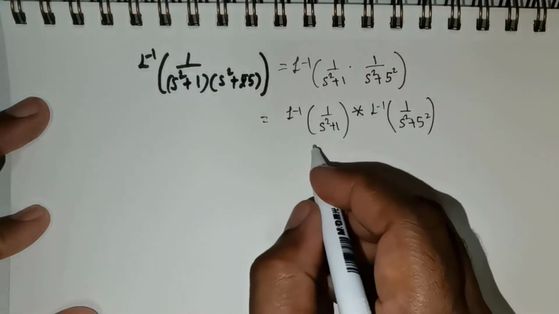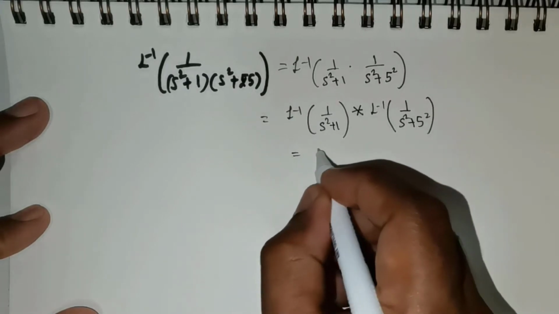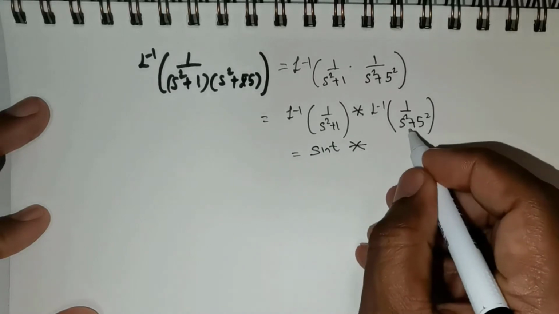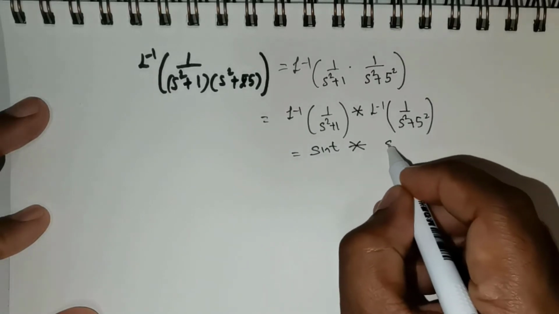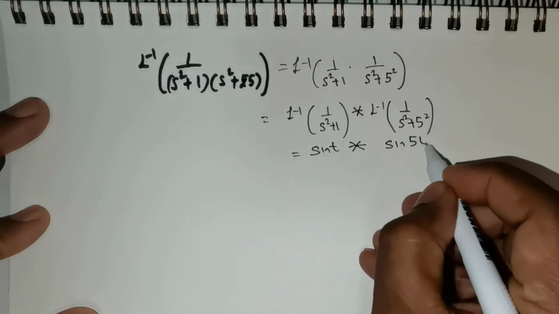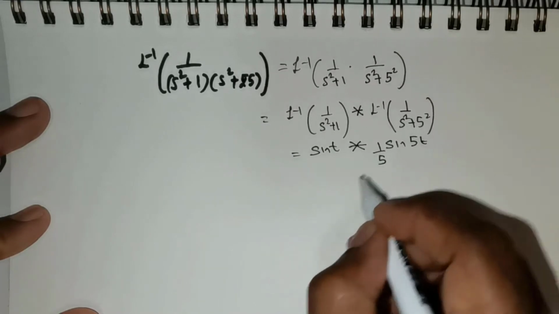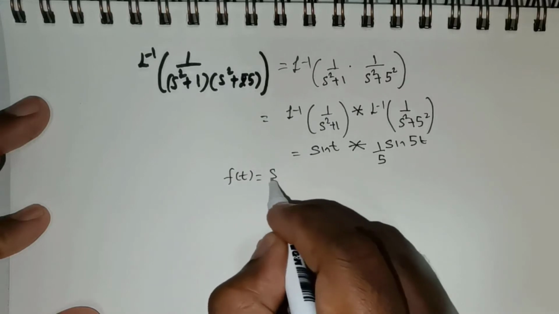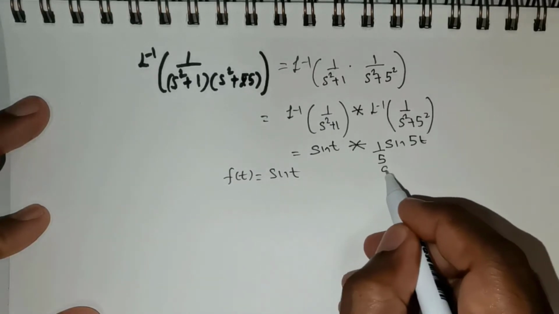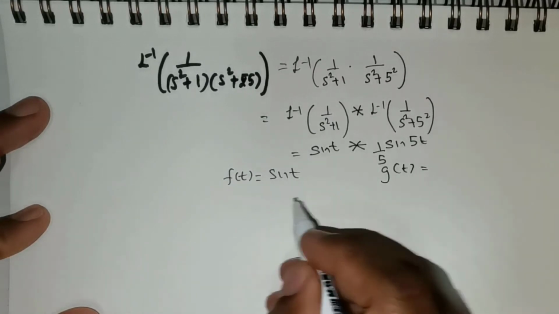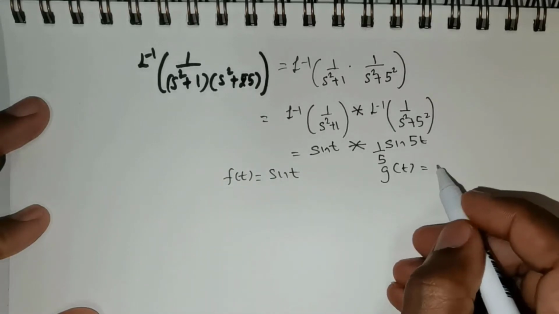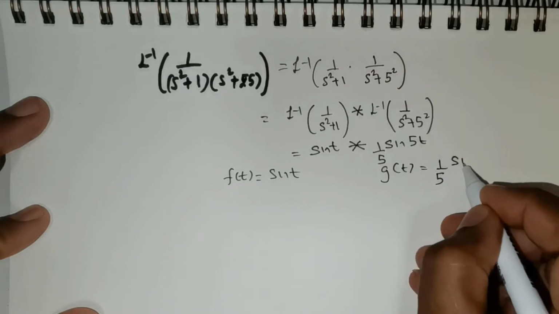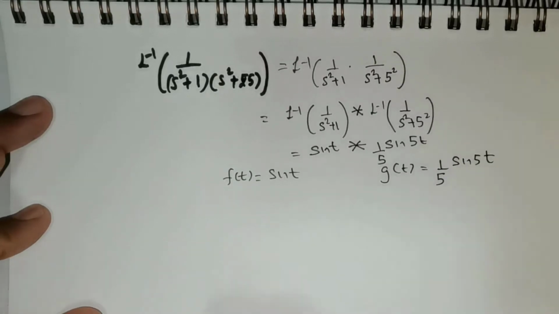Now L inverse of 1 over s squared positive 1 is sine of t, asterisk, and L inverse of 1 over s squared positive 5 squared is going to be sine 5t with a multiple of 1 over 5. So I've got two functions. I can take one function as f of t, the other function being g of t. It's going to be 1 over 5 times sine of 5t.